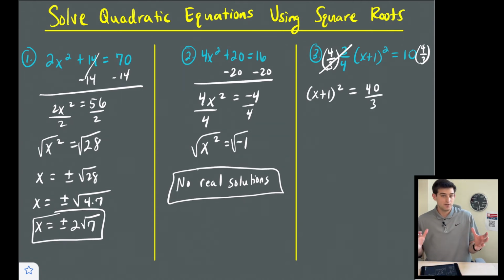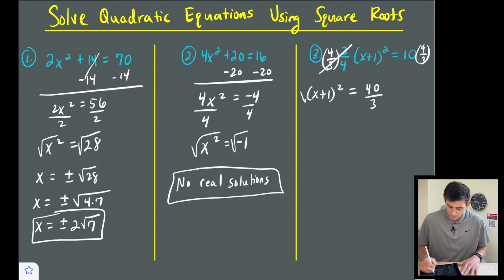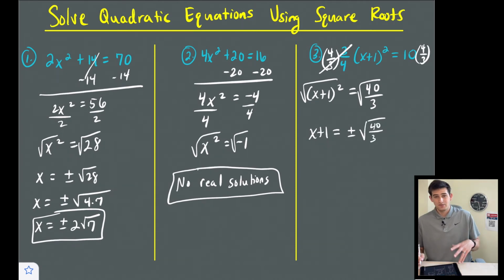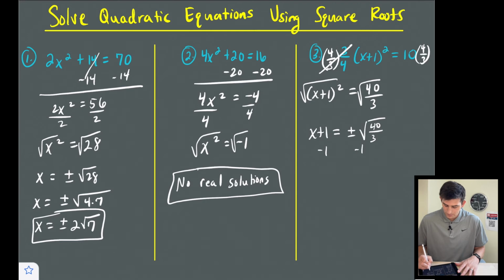Okay, so now what we can do is take the square root of both sides. So square root and square root. Now we have x plus 1 is equal to positive or negative, and we have square root of 40 over 3. Now with the square root, we can break that apart between the square root of the top and the square root of the bottom. But first, before we do that, let's subtract 1. So now we have x is equal to negative 1 plus or minus the square root of 40 over 3.